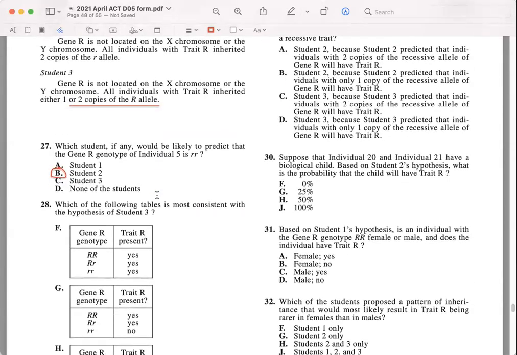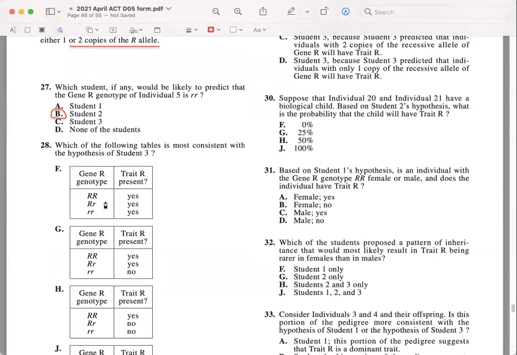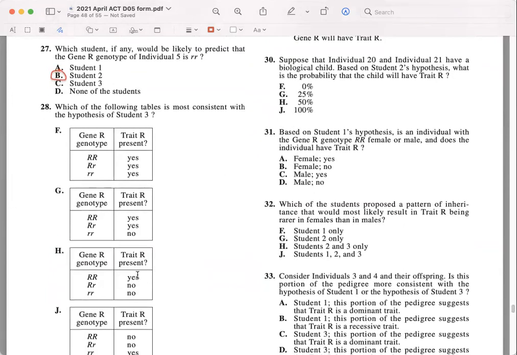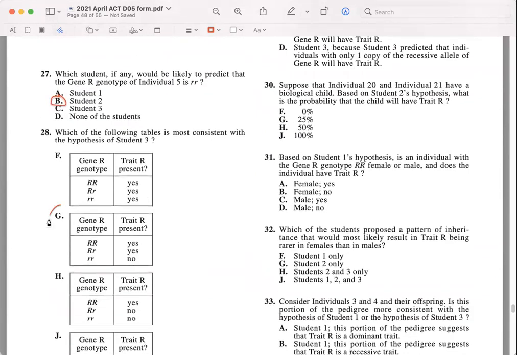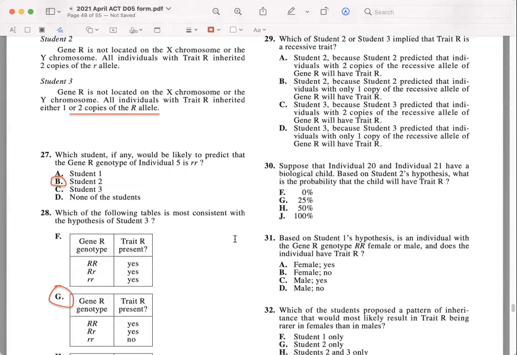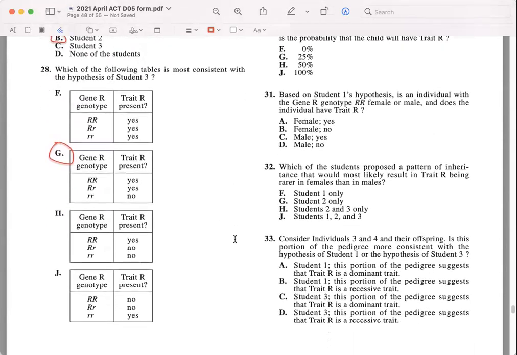Which of the following tables is most consistent with the hypothesis of student 3? Yeah, so if it's capital R, it's present. If it's capital R, small r, it's present. But if it's two small r, it's not present, right? So it would be G, because according to him, the capital R, 1 or 2 copies. So that's exactly how the dominant allele and the recessive allele work, right? So the trait would be present when capital R is present.